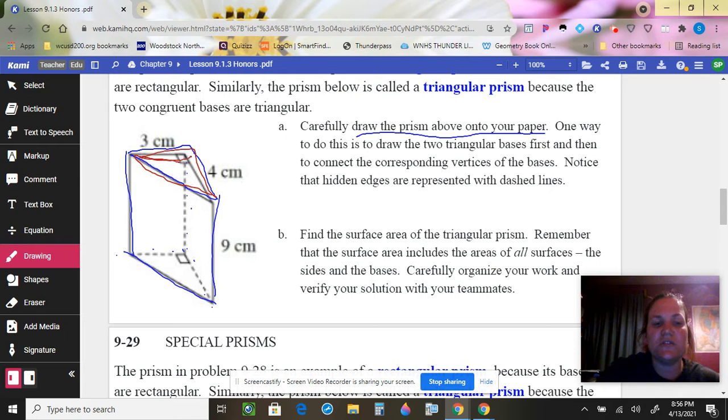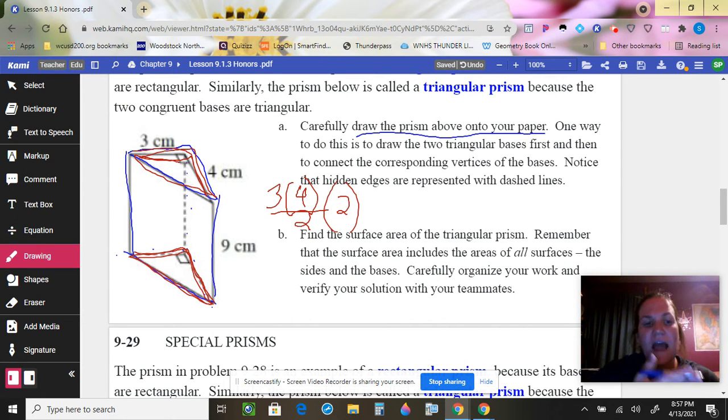You can see this triangle here and this triangle down here. Now those triangles would be the same and those would be the bases. The bases would have to be the same. And if you think back to the area of a triangle, that would be base times height divided by 2. So my base would be 3. My height would be 4. I would divide that by 2. But really, I'm going to times by 2 because I have 2 bases. So those 2's would cancel, or you would have 12 divided by 2, which is 6. And then 6 times 2, either way, that's got to be 12. Okay, so that's just the bases.